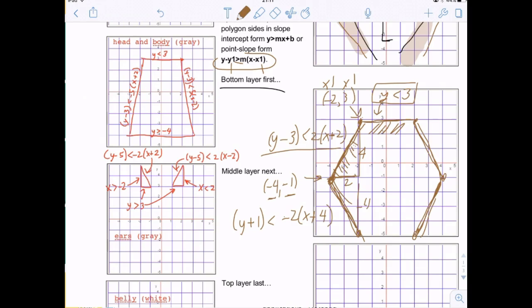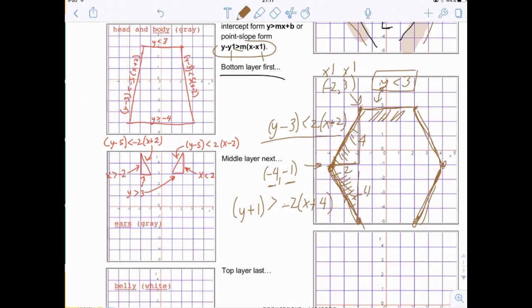And then, let's see, is it going to be less than or greater than? So in this case, we're going to shade above the line, so in that case, it's going to be greater than. So we're going to change this to greater than. Okay, and then I'm going to do these two lines here on the other side. So this point here looks like it's 2, 3.